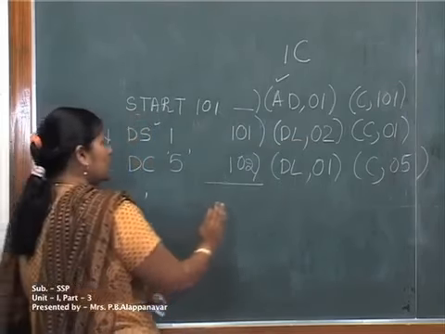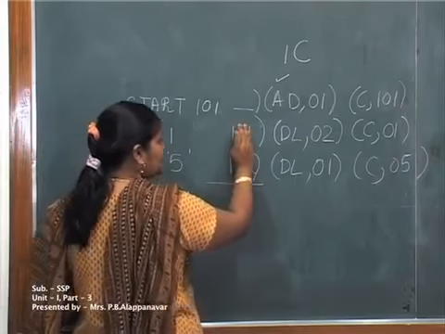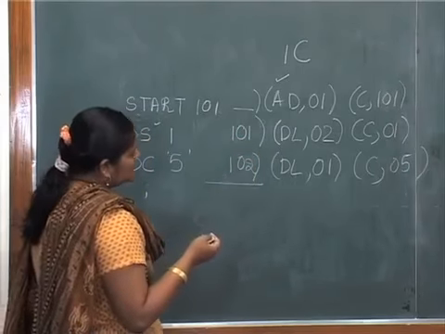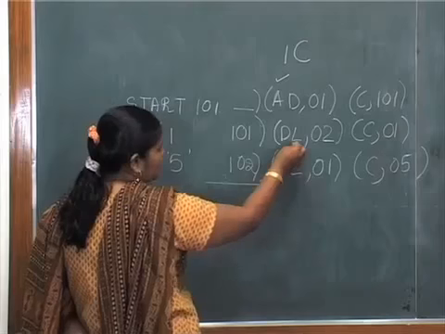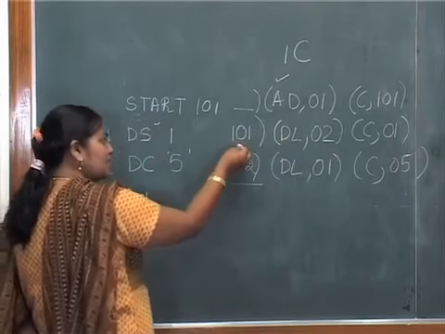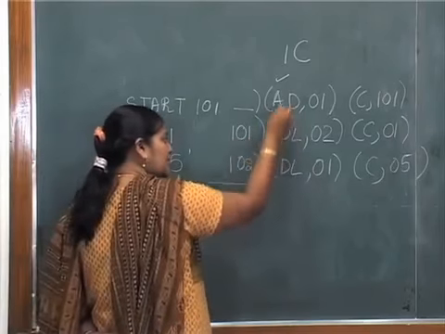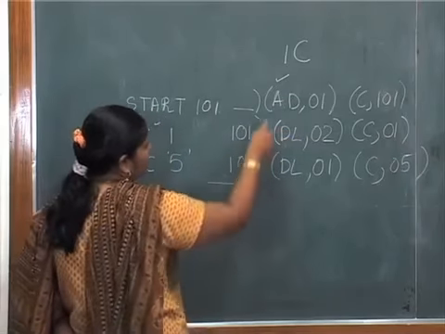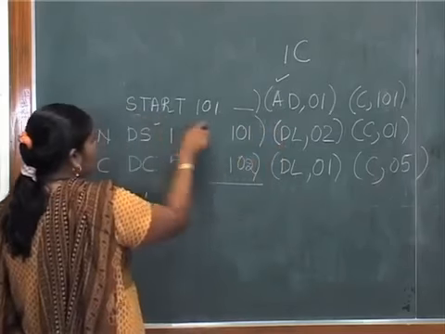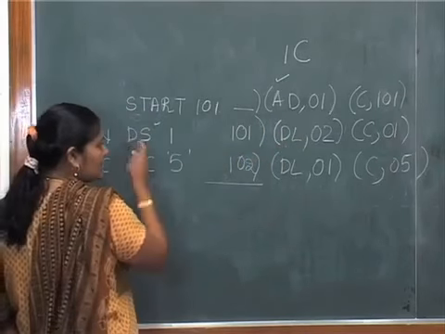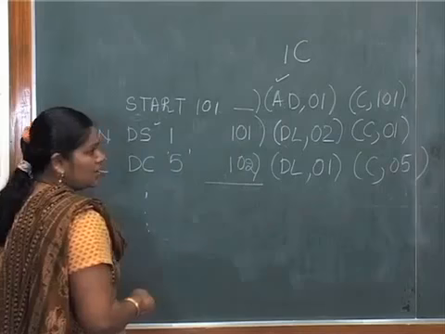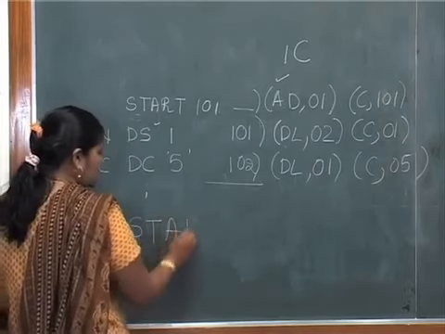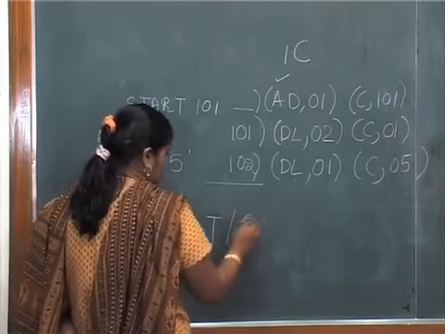If at all we do not associate the address, then for pass two, to get the associated address, we would require the intermediate code. So if we put the address, we do not write the intermediate code form. If we do not put the address, then we have to write the intermediate code form of the assembler directives and declaration statements.